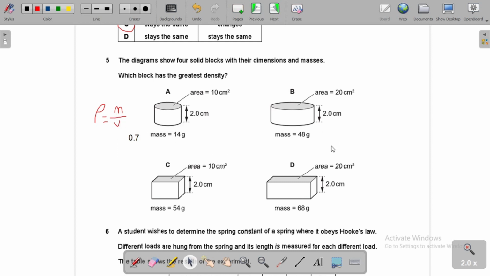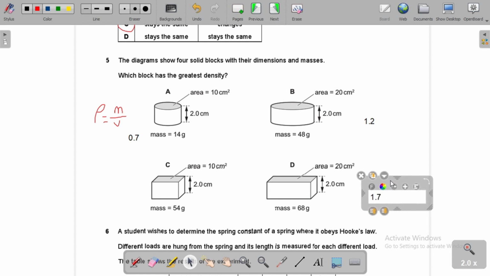Let's look at the one here. This is 40, and that is 48 over 40. 48 divided by 40 gives me 1.2. 1.2, that's the density here. And this one is 40 for the volume, and the mass is 68. So 68 divided by 40 gives 1.7 for this place.